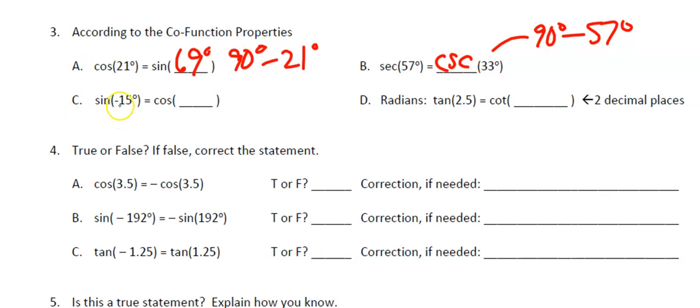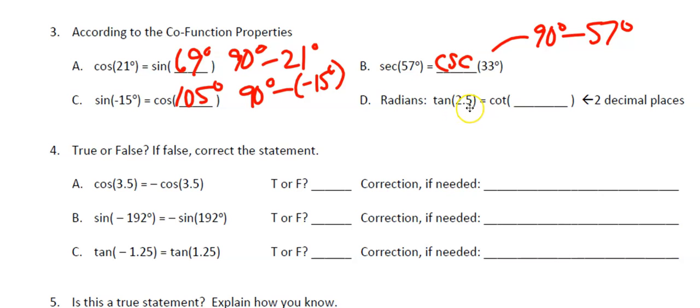Now, to show you that this property still holds when the argument is negative, sine and cosine are cofunctions of each other, so sine of negative 15 should be cosine of 90 minus negative 15, which means this should be 105 degrees. So notice 105 and negative 15 are still complementary angles, even though one's greater than 90 and one is negative. We can also do this in radians.